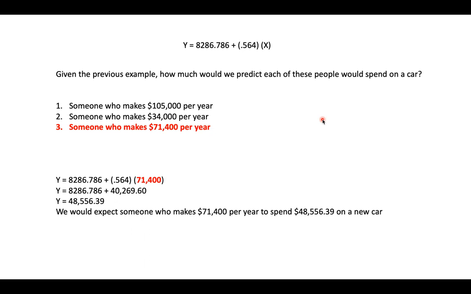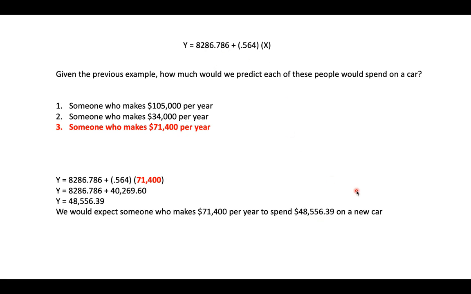Maybe whether they're married or not, maybe whether they own a home, maybe their age, right? Someone who makes $71,000 as a 25-year-old might behave very differently from someone who makes $71,000 as a 65-year-old. Right? Those two, age might be an added predictor. So it doesn't mean that they will spend $48,500 on a car. It just means that's the best we can predict given the information we had from the past about income.